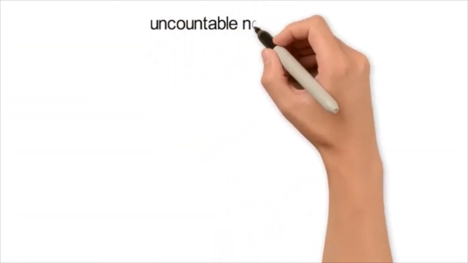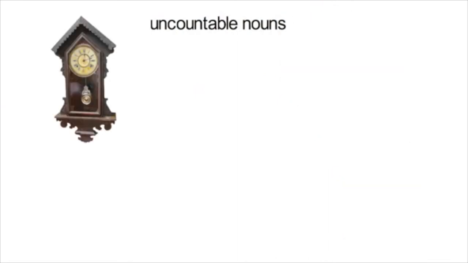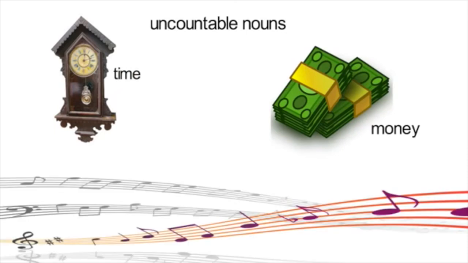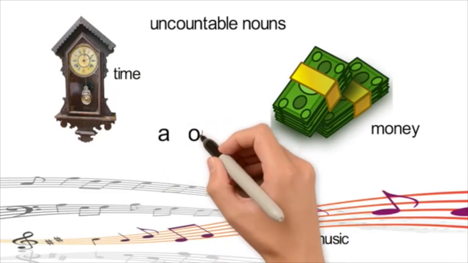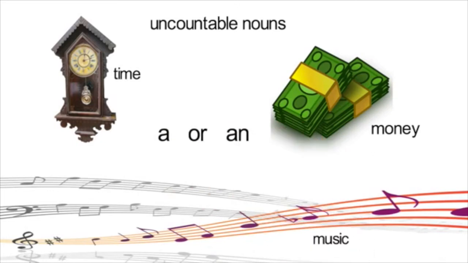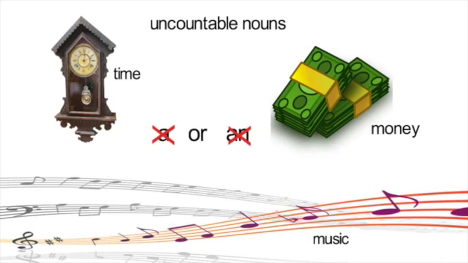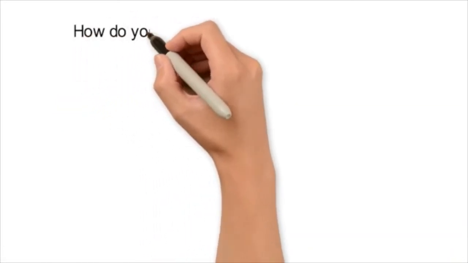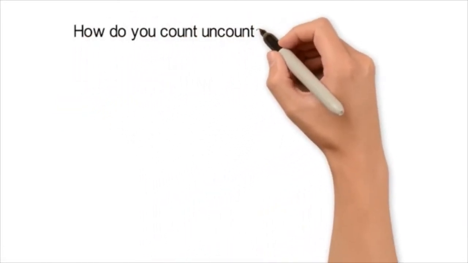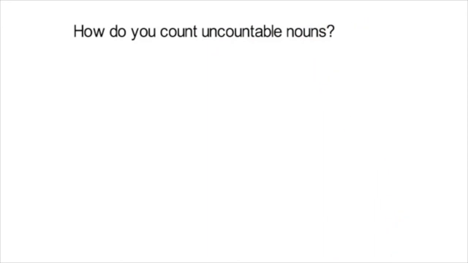Uncountable nouns are nouns that you can't count, such as time, money, and music. You do not use a or an with uncountable nouns, but they act like singular nouns. However, it is possible to count some uncountable nouns, but you will need to add a quantifier.